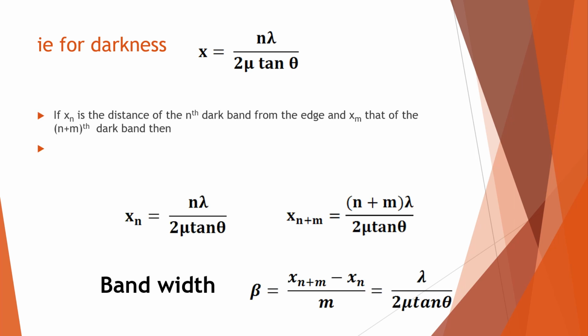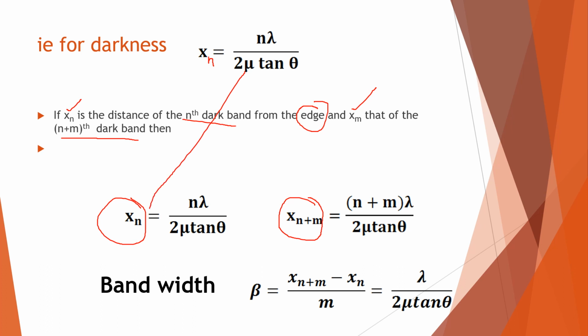Now coming back to the essay, if xn is the distance of the nth dark band from the edge, that is, here our origin is the edge, and xn plus m that of the n plus mth dark band, you can write the values of xn and xn plus m as follows. Here you have to put n, then you will get the value of xn. Here instead of n you have to put n plus m, then the expression for xn plus m. Then what will be beta? Beta is equal to xn plus m minus xn whole divided by m.